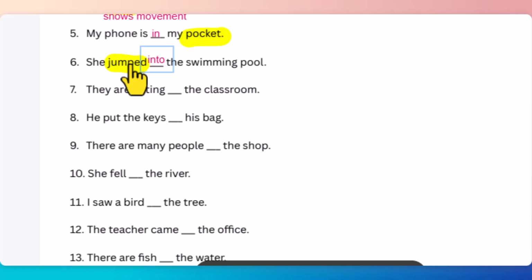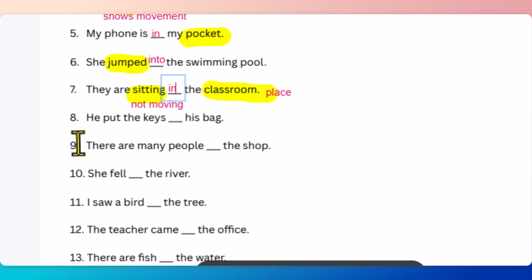Let us continue. Number 7, they are sitting in the classroom. So what does sitting tell us? Sitting already tells us that they are not moving, so no movement. And classroom is a place. So it already shows us that they are in a place and they are sitting. So what is our answer going to be? Our answer is going to be in.